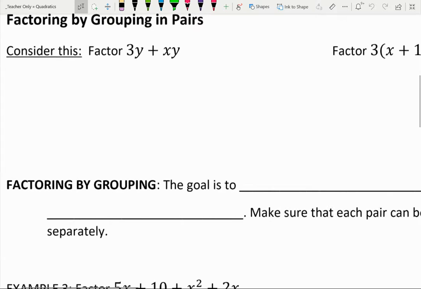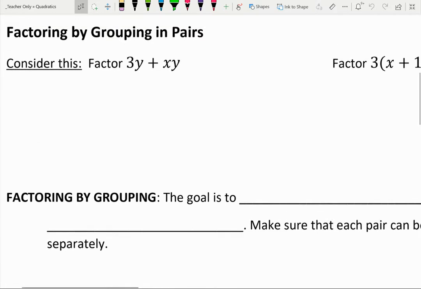So the first example is to factor 3y plus xy. So if we were thinking first about the greatest common factor, we want the greatest common factor of both terms, 3y and xy. So since both terms have a greatest common factor of y, or they both have a y in them and nothing else, we would factor out a y first, and then think about our remainder.